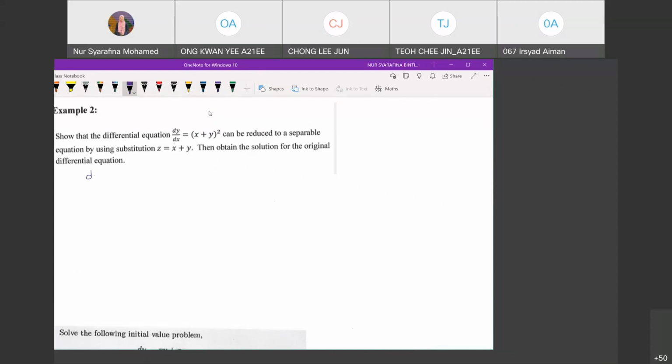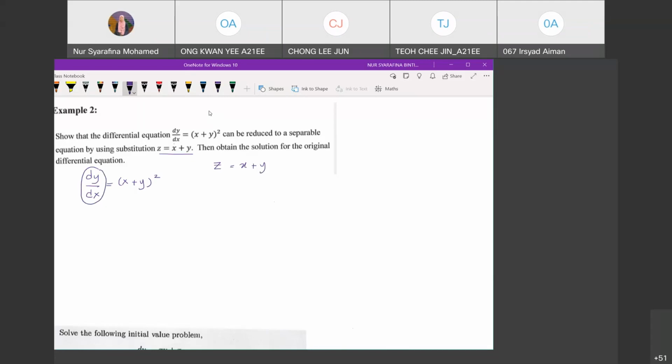So now we have dy dx equals to x plus y squared. So directly you can show that this is a non-separable equation. You cannot separate this x plus y squared. Even if you expand, there is a mixture of variables there. So how can we reduce this to separable? We have to use the substitution given. So the substitution given is z equals to x plus y. And there is dy dx here. So you need to have dy dx from here.